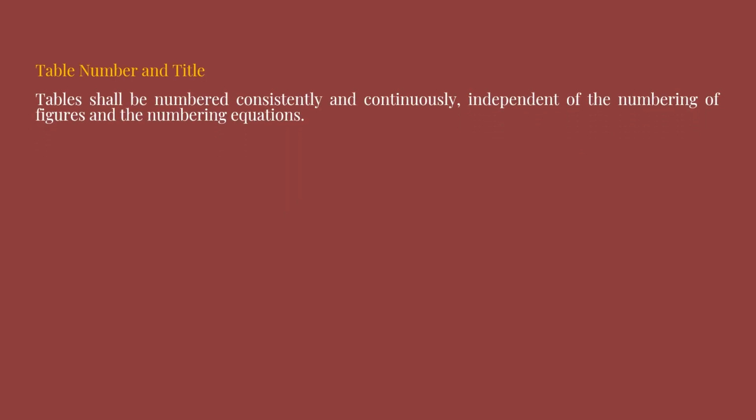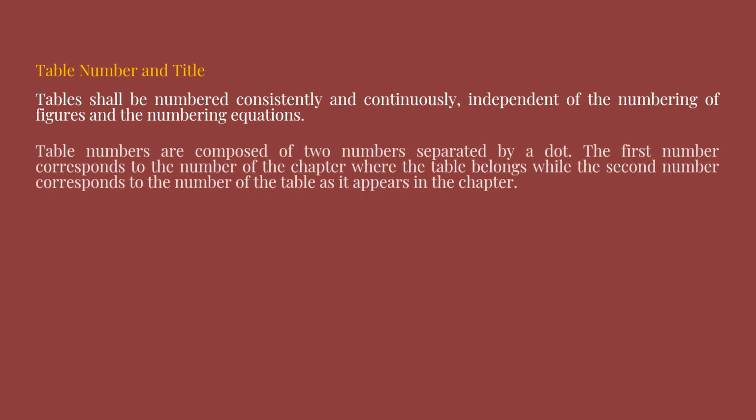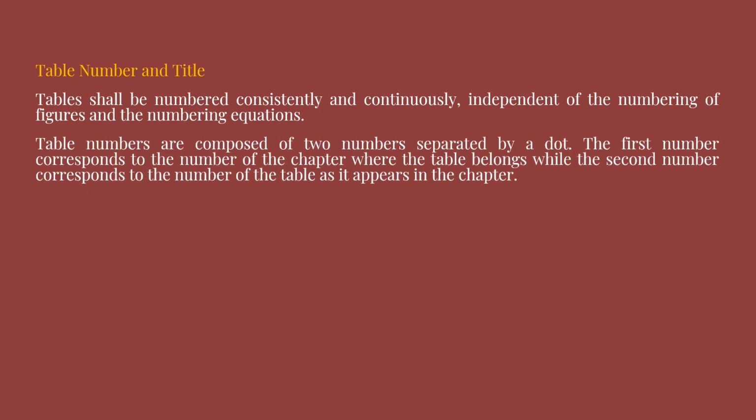For the table number and title, tables shall be numbered consistently and continuously, independent of the numbering of figures and the numbering of equations. So there is a separate numbering for equations, a separate numbering for figures, and a separate numbering for tables. Table numbers are composed of two numbers separated by a dot. The first number represents the number of the chapter where the table belongs, while the second number corresponds to the number of the table as it appears in that particular chapter.